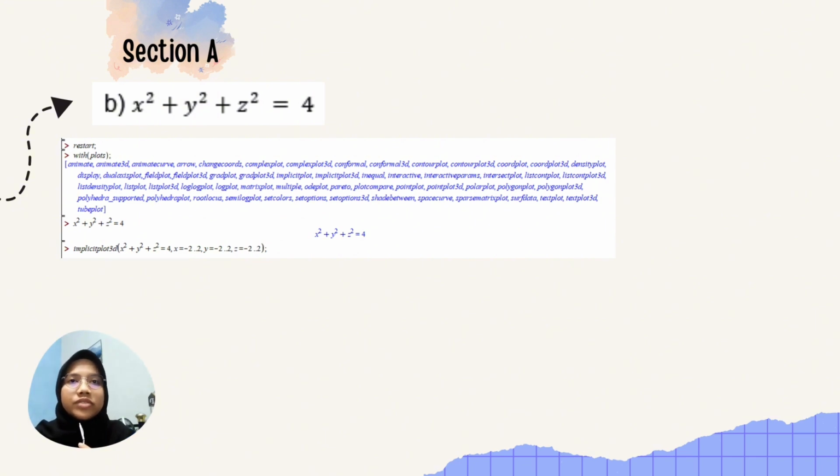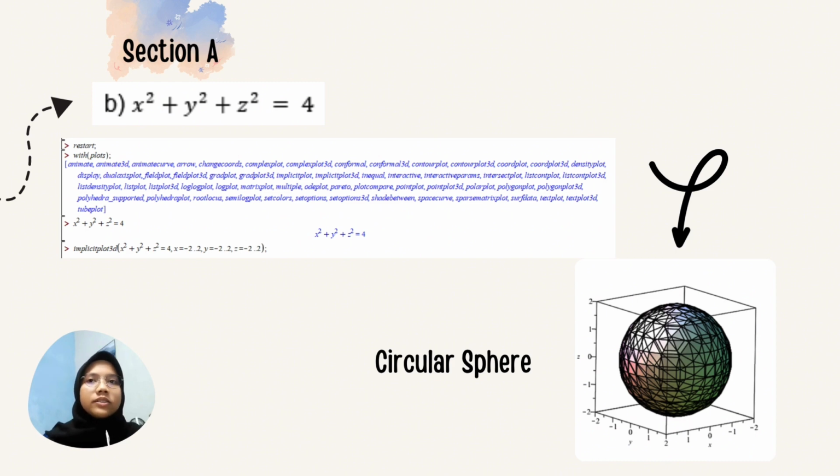Next, for question B, which is x squared plus y squared plus z squared equal to 4. We start the coding the same as before, which is restart and then with plots. And then we define the equation, x squared plus y squared plus z squared equal to 4. Here I use implicit plot 3D: open bracket, x squared plus y squared plus z squared equal to 4, comma, x equal to -2 until 2, comma, y equal to -2 until 2, comma, z equal to -2 until 2, and then close bracket. After we click enter, we will get the shape, which is a circular sphere.